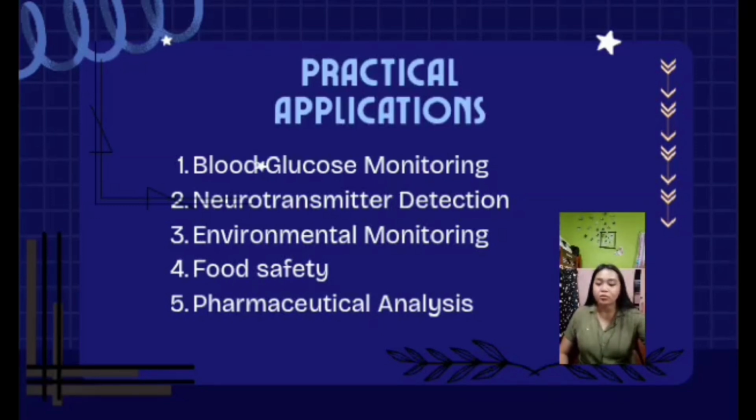Third one is environmental monitoring. Amperometric sensors are employed to monitor pollutants in environmental samples. They can detect substances like oxygen, hydrogen peroxide, and other electrochemically active species. Fourth one is food safety. Amperometric methods are used to analyze food samples for the presence of harmful substances. They can detect contaminants like pesticides and foodborne pathogens. And lastly, pharmaceutical analysis. Amperometric titrations are used to assay pharmaceutical substances like procainamide hydrochloride and nickel salts. These titrations provide accurate and precise measurements of drug concentrations.